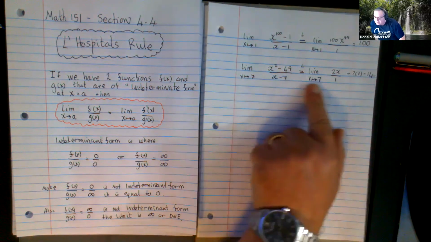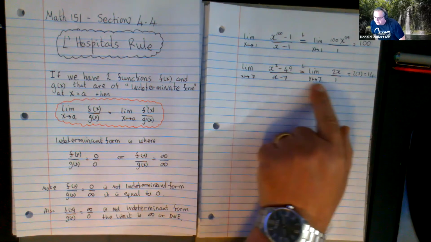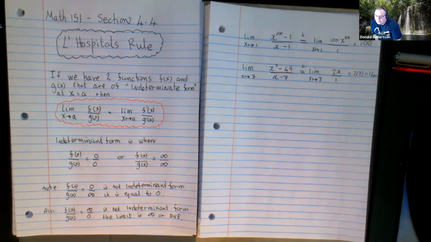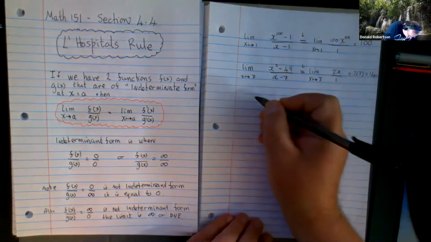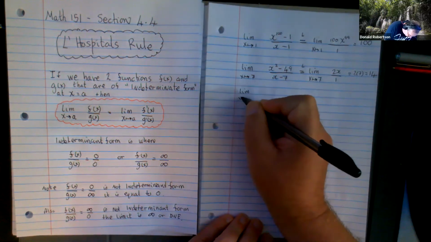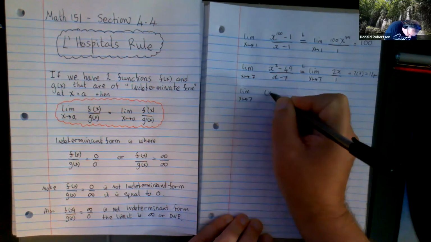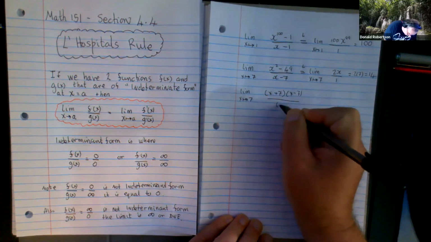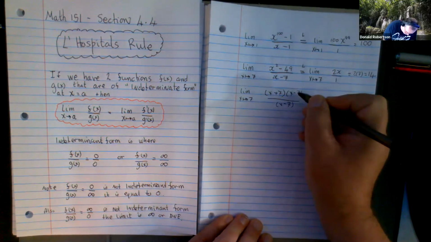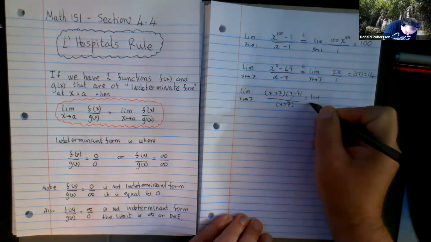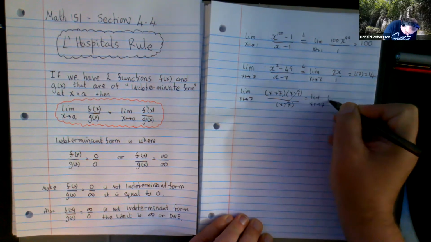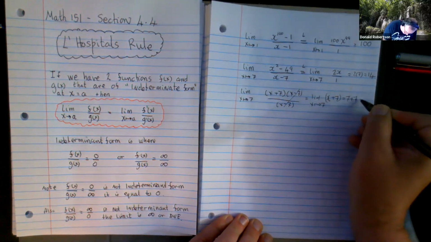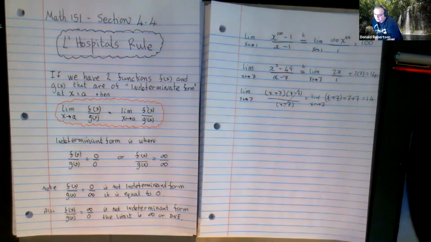Are we okay with that? I know I'm a bit quick, but it'd be cool. Differentiate the top, differentiate the bottom. 14 is the answer. I could check that one. If we used factor and cancel, which is pretty much the go-to method, the top guy factors, these cancel. Right? It works.